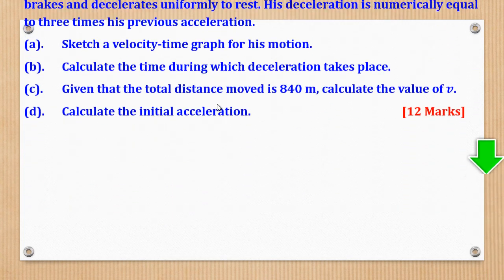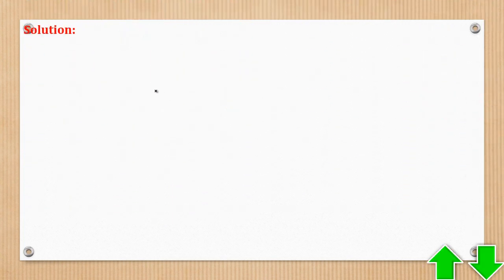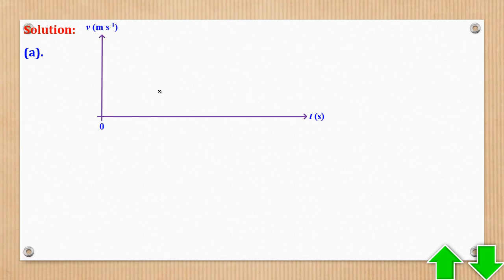So we shall need to sketch a velocity-time graph. Draw the axes and label them. Remember, this is a sketch. For the first 9 seconds, this is 9, and the velocity is v because it's not known.